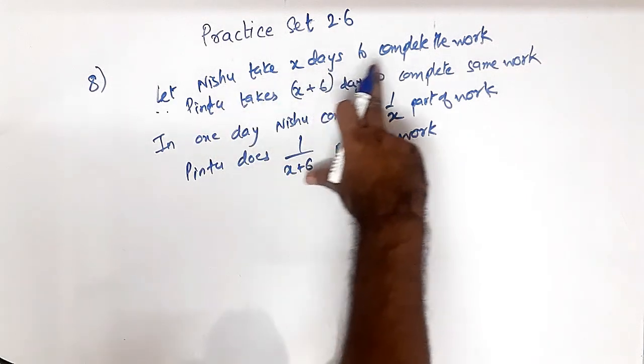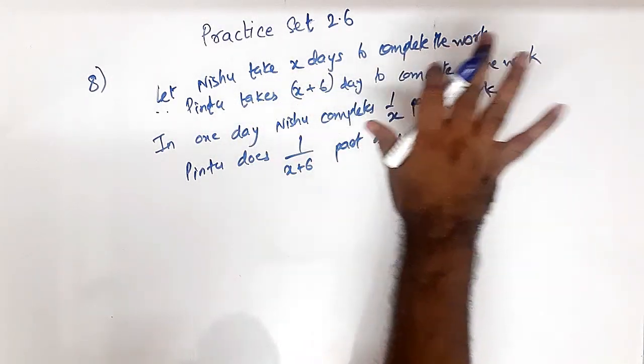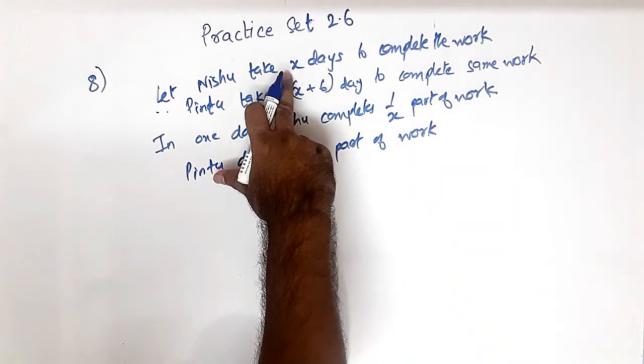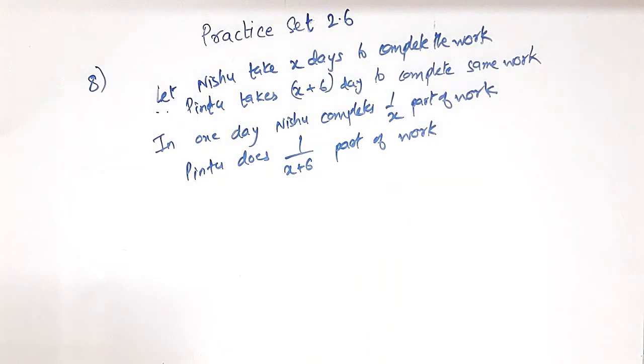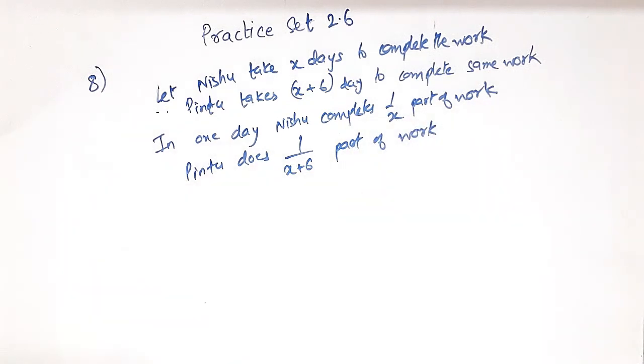Okay, we don't know how many days he has taken to complete the work. So we have taken, let him take x days. So in one day he will complete 1 upon x part of that work. Okay, we have to divide it. Very simple. Now what is the condition given?